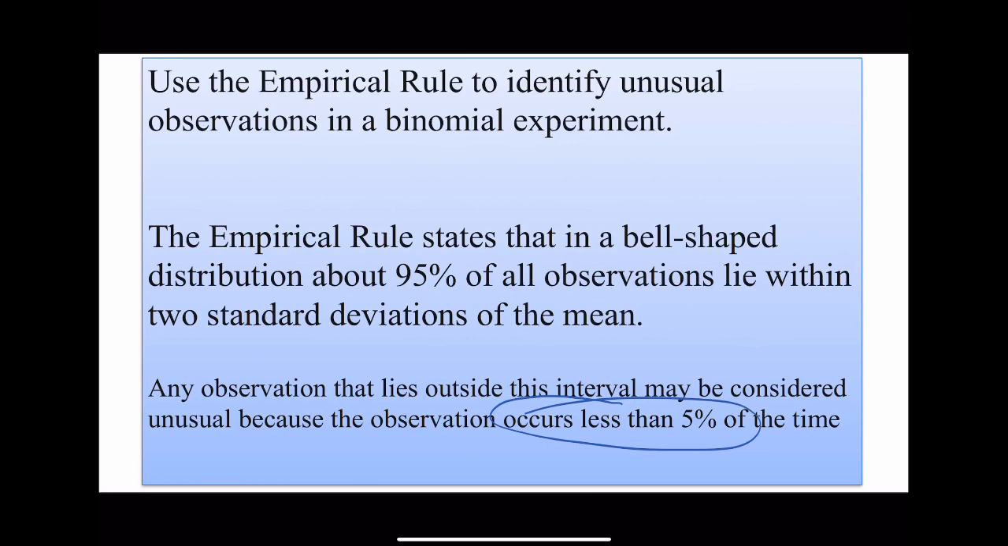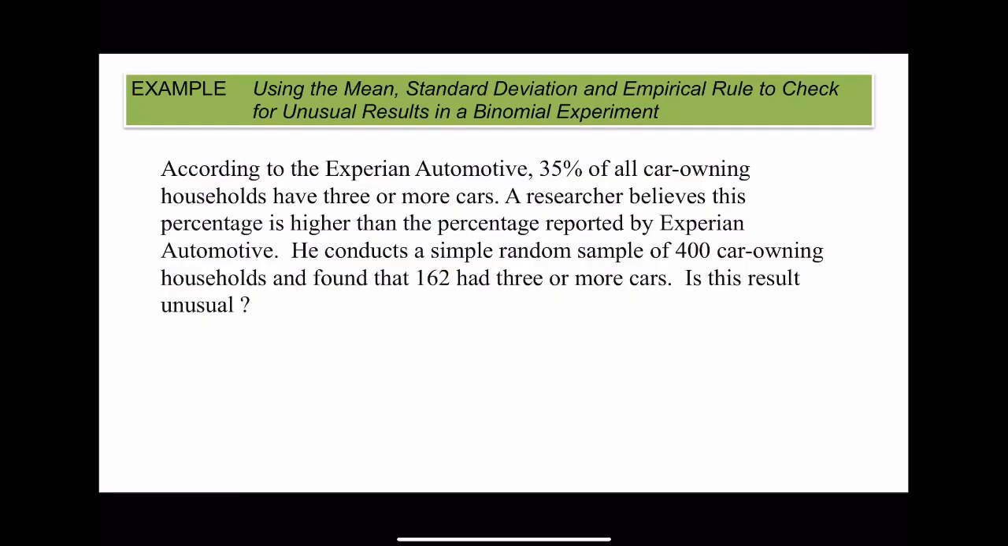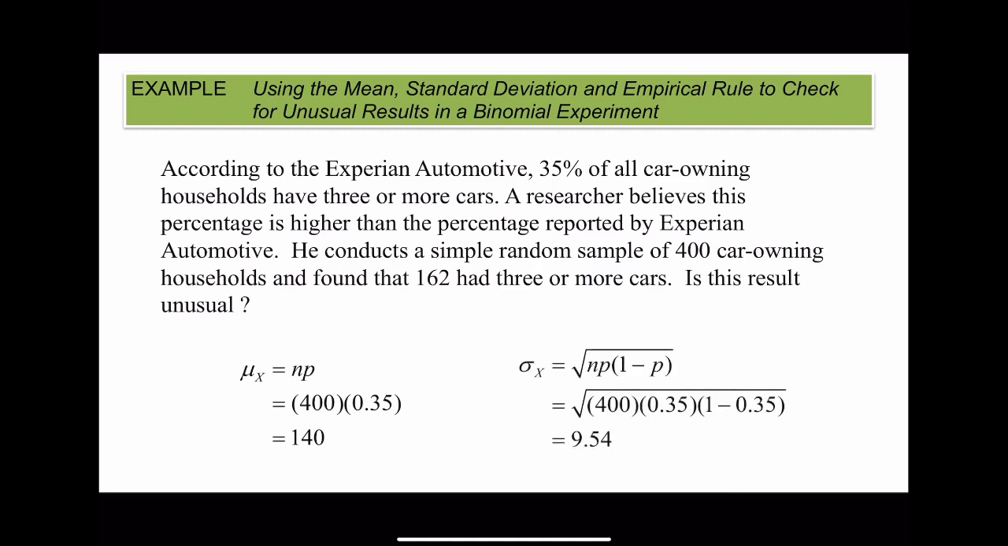Let's do a couple of examples. We are almost done with this. This is the data we just did. We got that our mu was 140 and our standard deviation was about 9.54. A researcher believes that the percentage reported by Experian Automotive is wrong. He believes that the percent should be higher. So he conducted his own simple random sample of 400 car-owning households. He found that 162 had 3 or more cars. We want to know if this result is unusual.